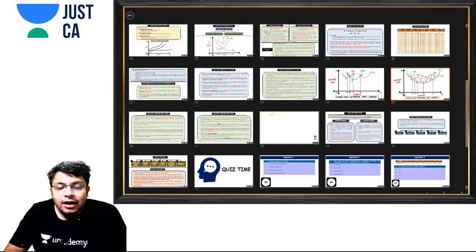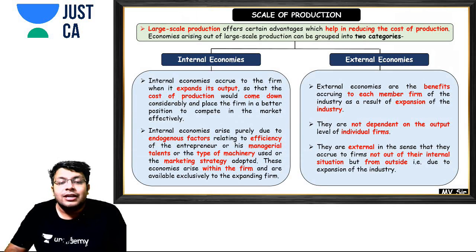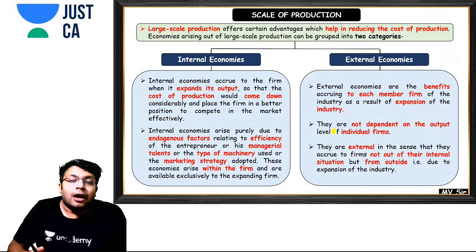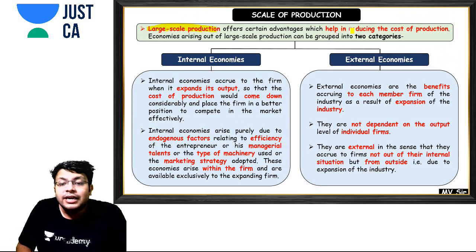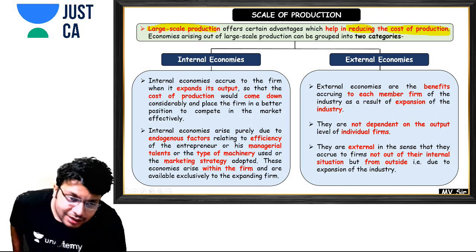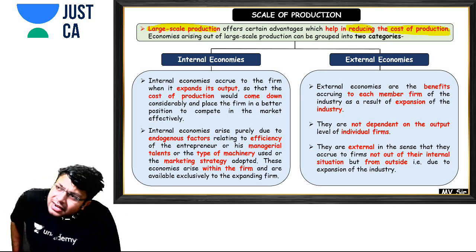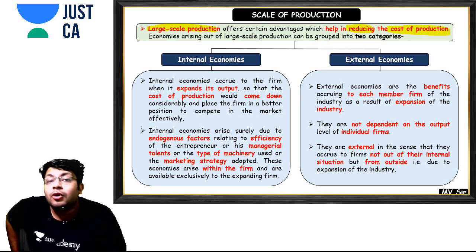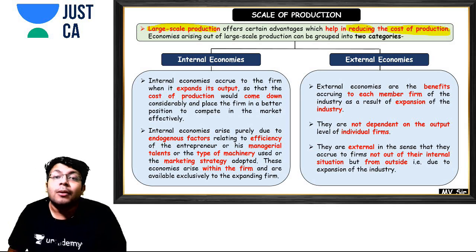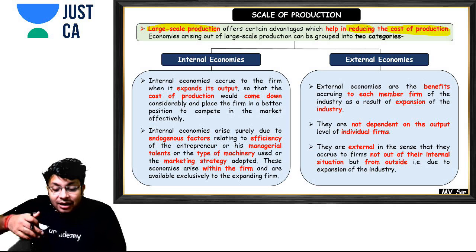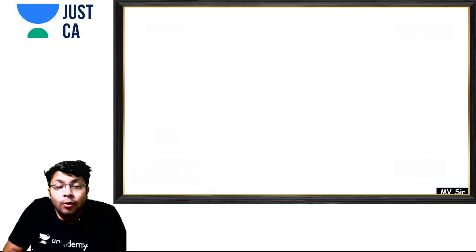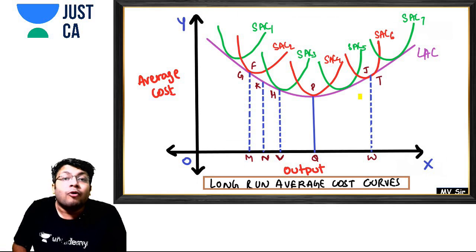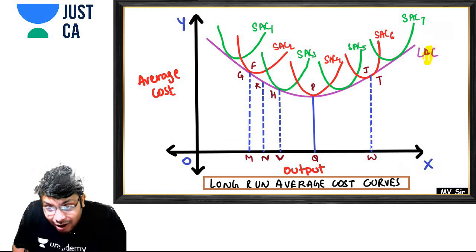Yes, next point is, my friends, scale of production. Now see, large scale of production leads to reduction in the cost of production. Now what people think, sir, see, if I'm increasing my production, how will my cost decrease? Arey beta, what is happening? Your per unit cost is decreasing actually. Please understand. Over here, what are we studying? We are studying average cost.